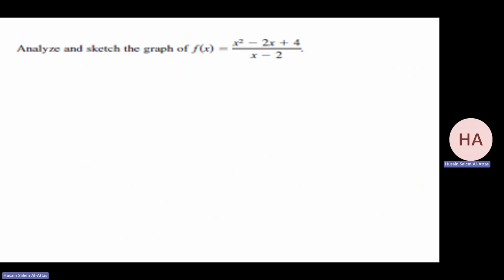More graphs. Analyze and sketch the graph of this function: (x squared minus 2x plus 4) over (x minus 2). Okay. Domain: all real numbers except 2. Intercepts.